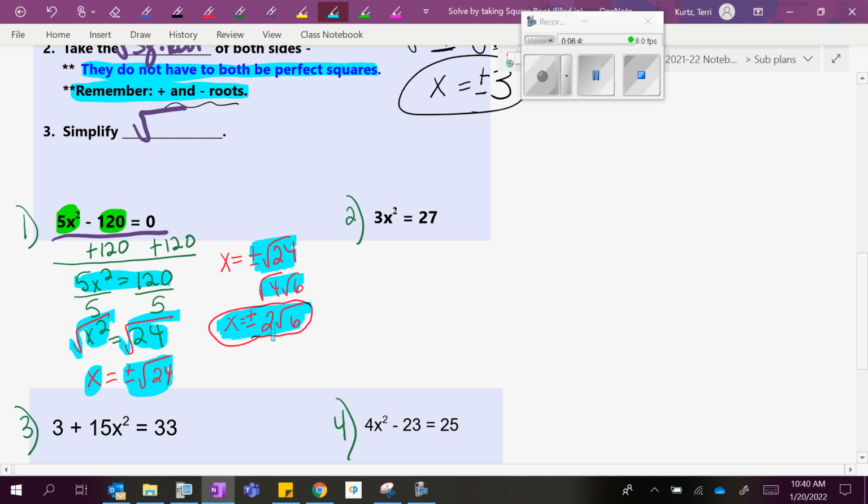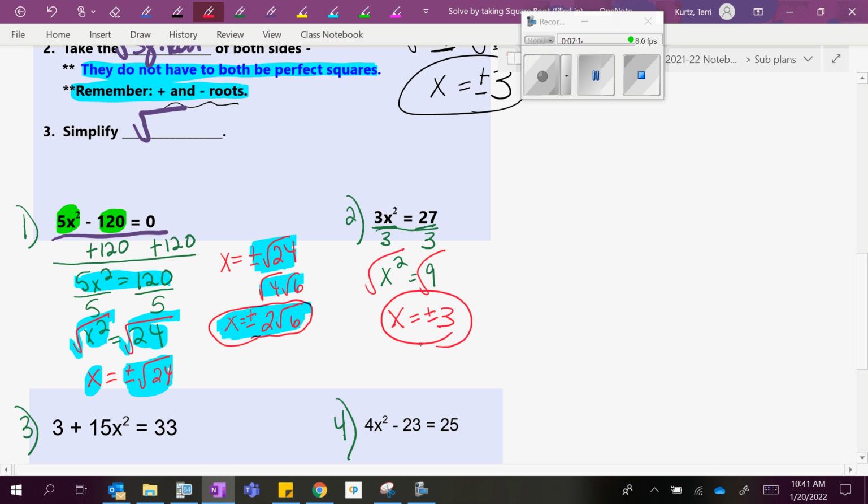Okay, let's try another one. Look at number 2. Again, we have an x squared term and a number term. So yes, we can do it. We want to get the x squared by itself, so we're going to divide by 3. We get x squared equals 9. We want just x instead of x squared, so we take the square root. We get x equals plus or minus 3.